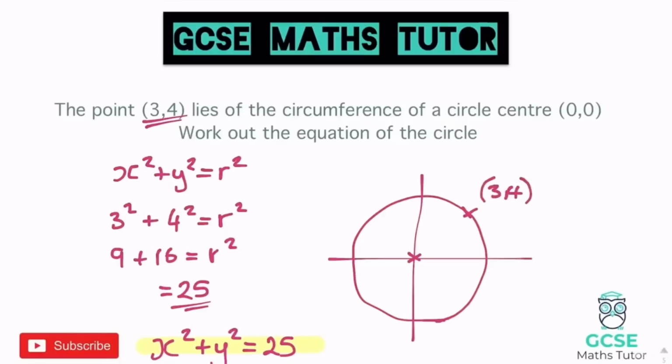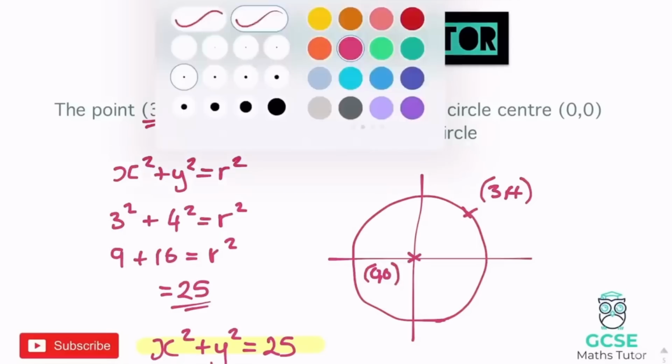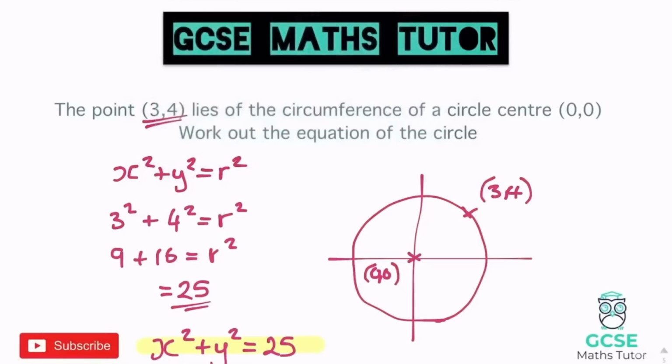If we wanted to find the length of the radius, which obviously would help us to find the equation of the circle, we could actually draw this in. This is quite a good skill to be able to have for the progression of this topic. If we draw a line going from 0, 0 to 3, 4, think about the kind of shape we could make here.